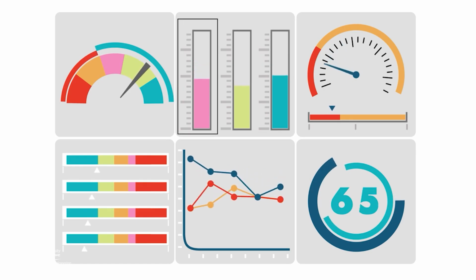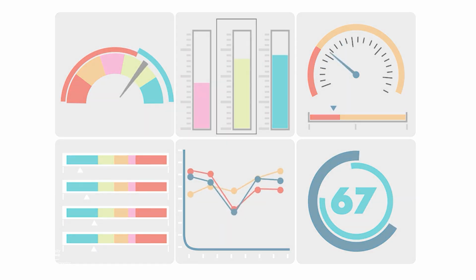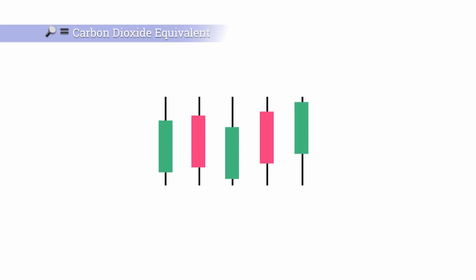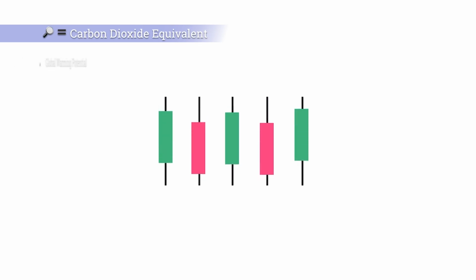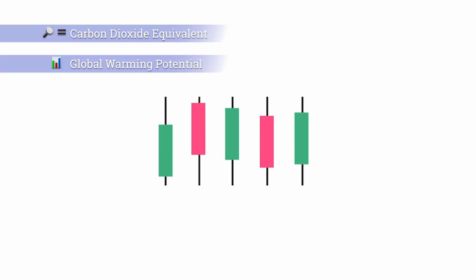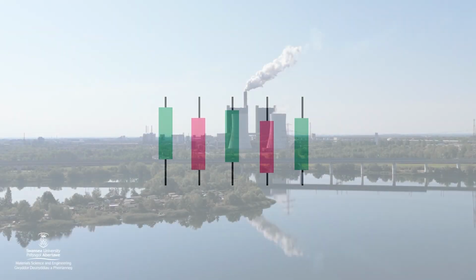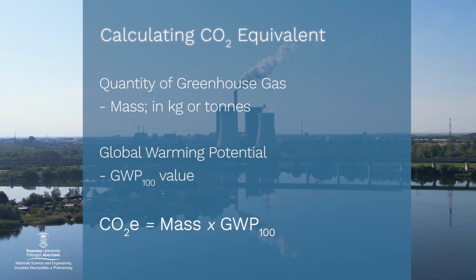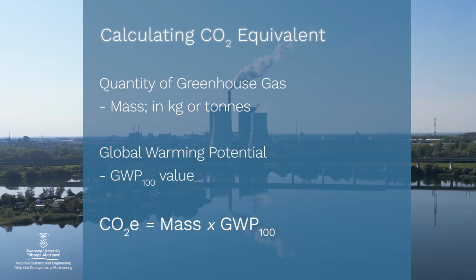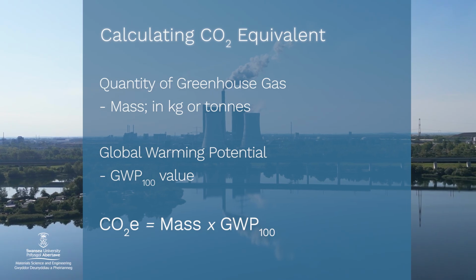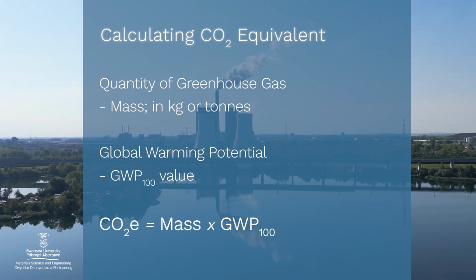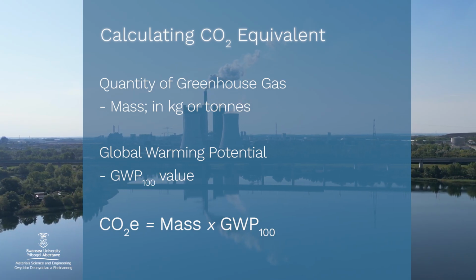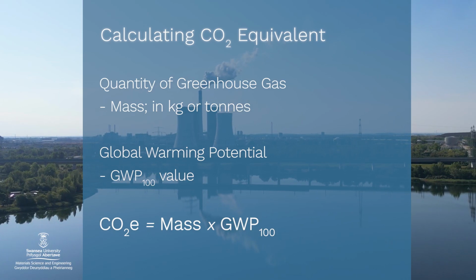So, how do we calculate the carbon dioxide equivalent? It's actually quite simple, because most of the hard work has already been done thanks to the global warming potential value. We start with the quantity of the greenhouse gas we're dealing with, and specifically the mass. This could be measured in kilograms, or sometimes in tons depending on the context. Once we have the mass, we simply multiply this by the global warming potential for that same gas.